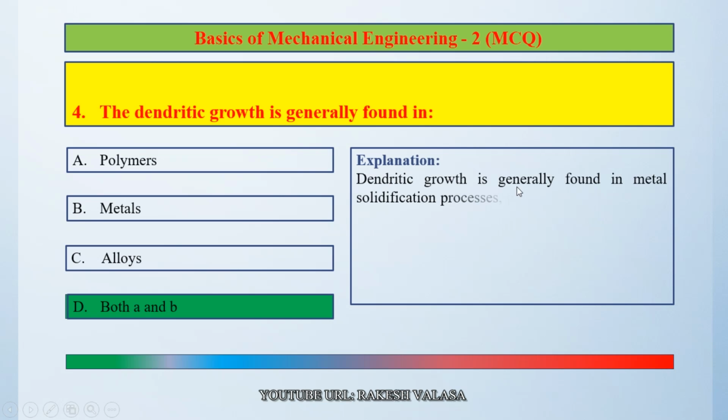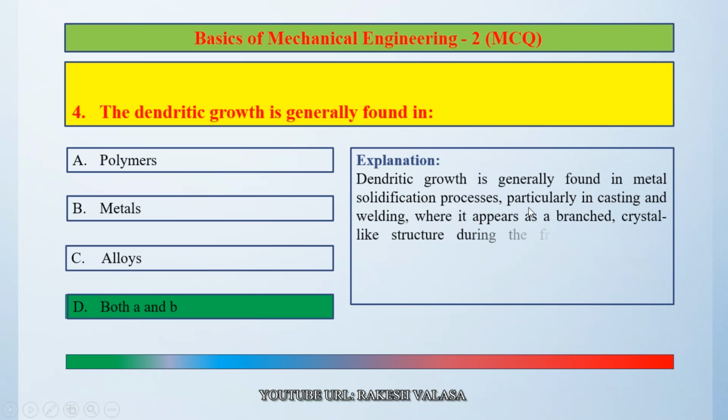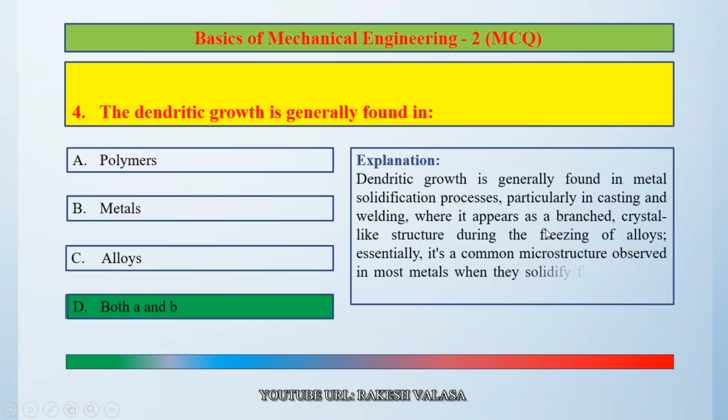Dendritic growth is generally found in metal solidification processes, particularly in casting and welding, where it appears as a branched crystal-like structure during the freezing of alloys. Essentially, it's commonly a microstructure observed in most metals when they solidify from the molten state. So the correct answer is both A and B, that is polymers and metals. We can also see the same structure in polymers.